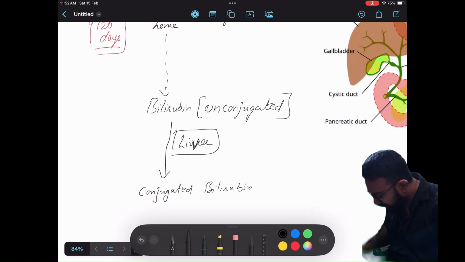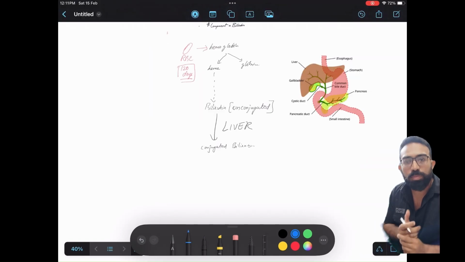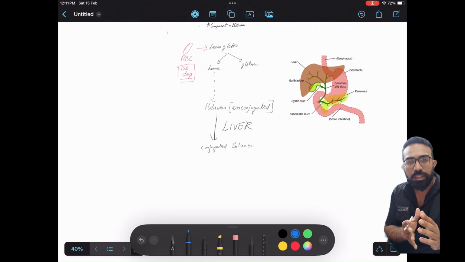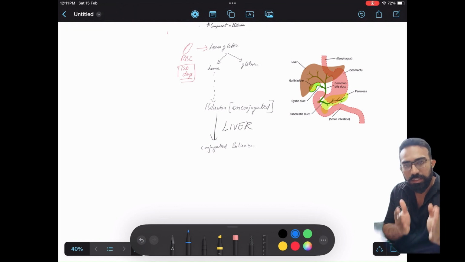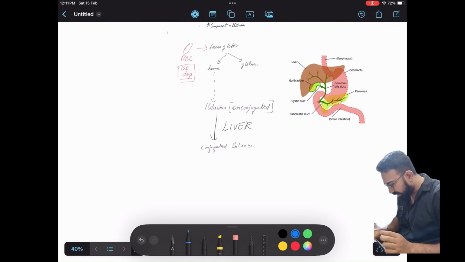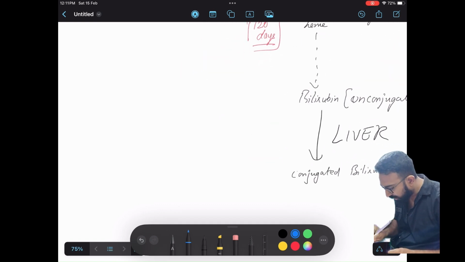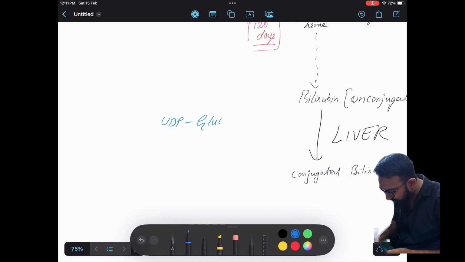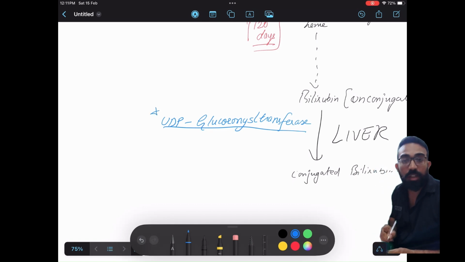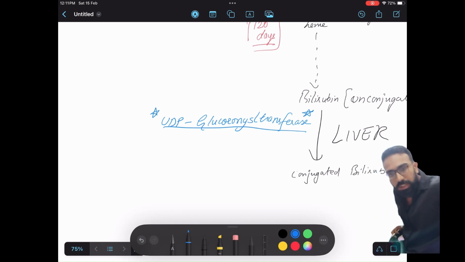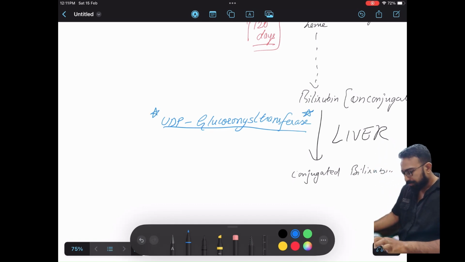By the liver. This unconjugated bilirubin, which is made into conjugated bilirubin in the liver, is made with an enzyme. Focus here because this enzyme is very important. This enzyme is UDP glucuronosyl transferase. Remember this enzyme, as it is clinically very important. I will discuss it later on in the lecture.